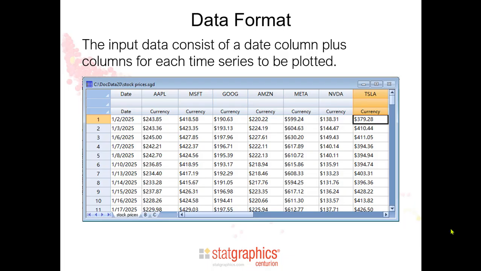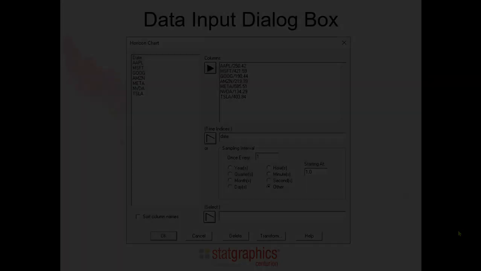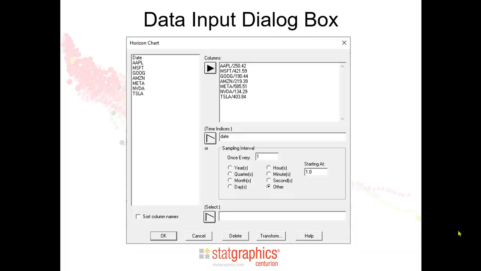The structure of the data used to create the horizon plot is shown here. It consists of a data sheet with one column containing the dates and additional columns containing each of the time series. On the data input dialog box, I have entered each column divided by its price at the beginning of the year.